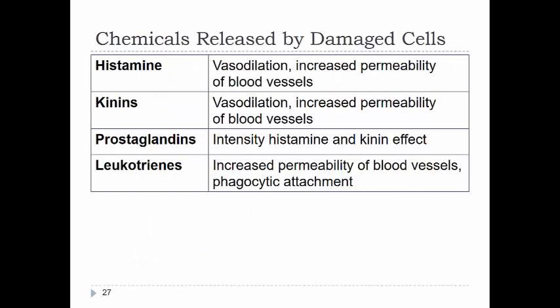These chemicals are released by damaged cells, and they cause the processes that lead to inflammation, whether it be vasodilation and that increased permeability of the blood vessels, allowing things to move out into the area. It can be other chemicals that actually intensify their effect and encourage phagocytotic attachment.